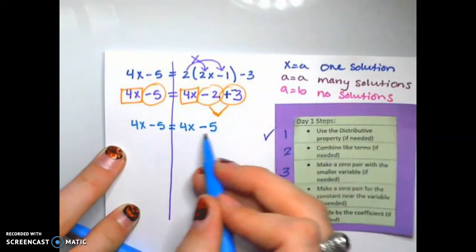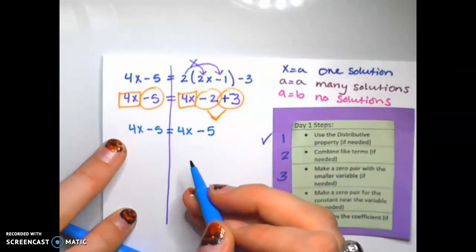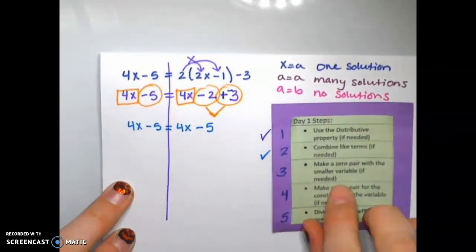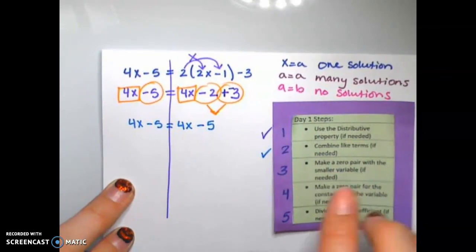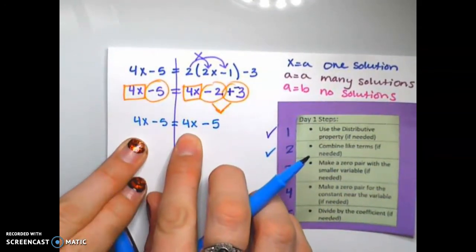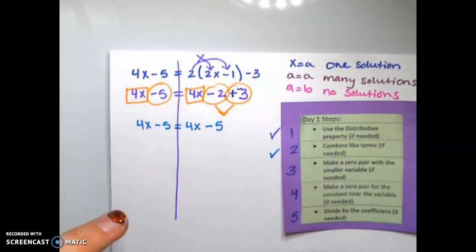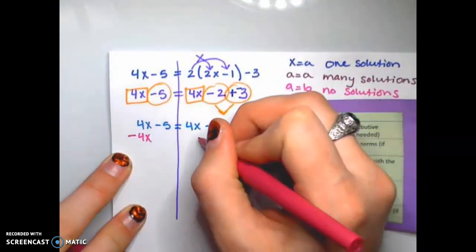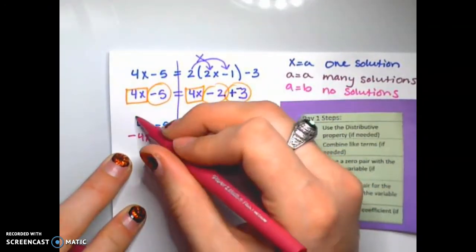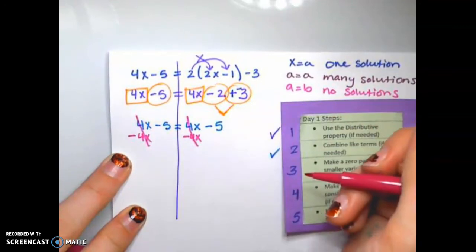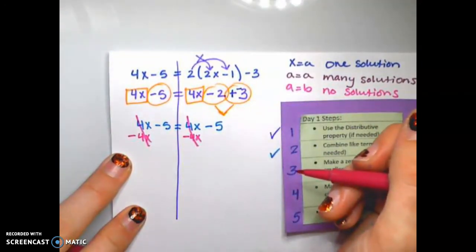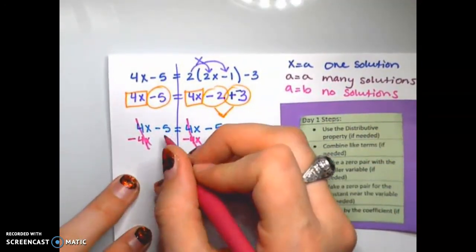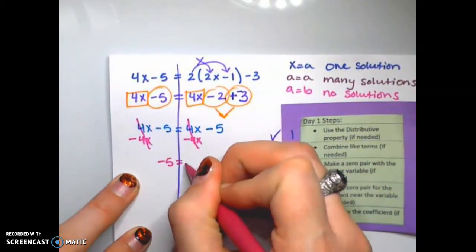We got the same thing on each side. That's interesting. So now we're going to make a 0 pair with the smaller variable. Uh-oh, which one's smaller? None of them. So in this case, just pick one. Doesn't matter which one, they're both the same. So I am going to do this one. Subtract 4x, subtract 4x. That goes away, and that one goes away. Uh-oh, my x's are gone. So that means I'm going to rewrite what's left. So I got -5 equals -5.